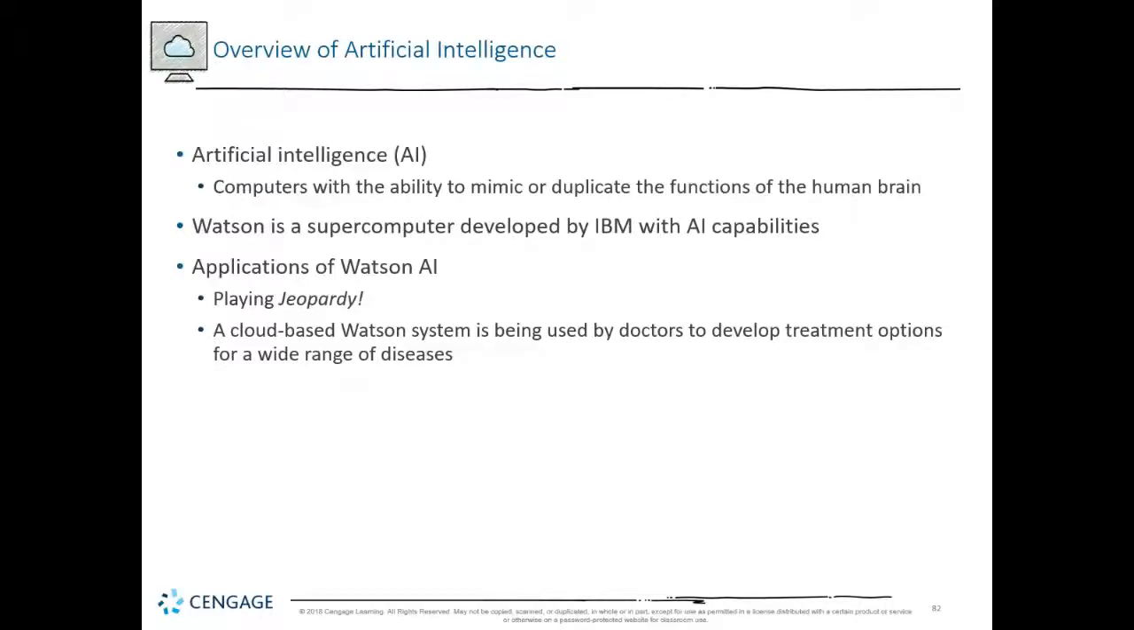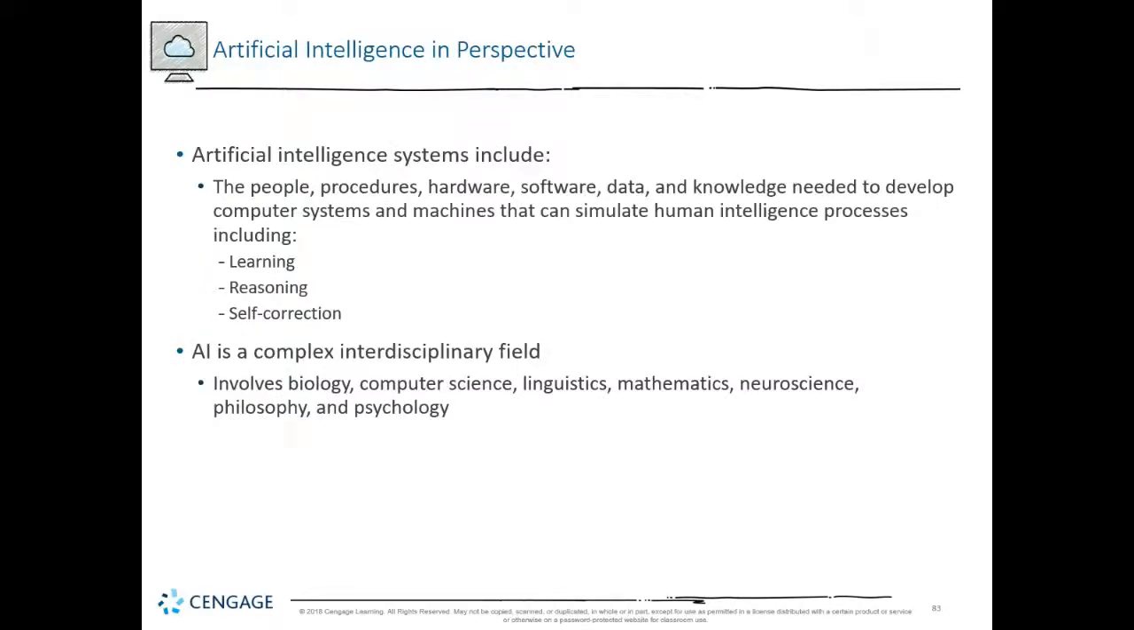A cloud-based Watson system is being used by doctors to develop treatment options for worldwide diseases. Artificial intelligence in perspective. Artificial intelligence systems are the people, procedures, hardware, software, data, and knowledge needed to develop computer systems and machines that can simulate human intelligent processes, including learning, reasoning, and self-correction.